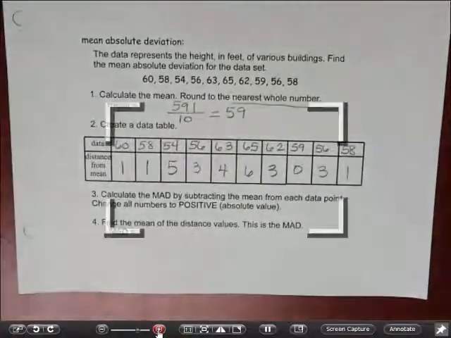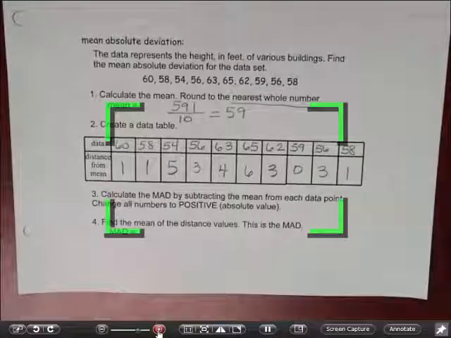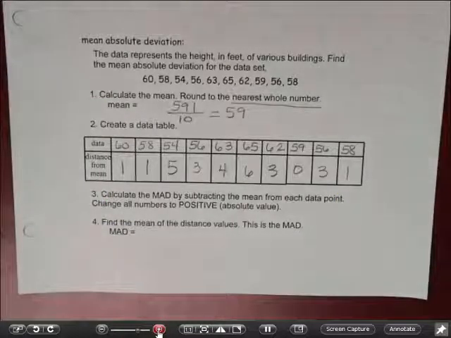So that's step 2. You're just subtracting. So you get your mean, and then you take every one of these numbers, and you figure out how far apart they are. So sometimes you're going to have to use your calculator because you're going to have decimal values.